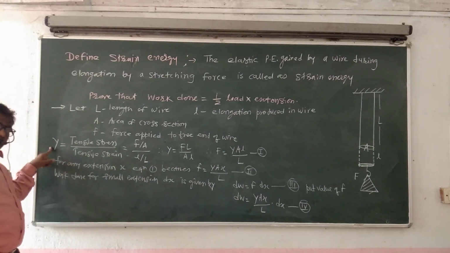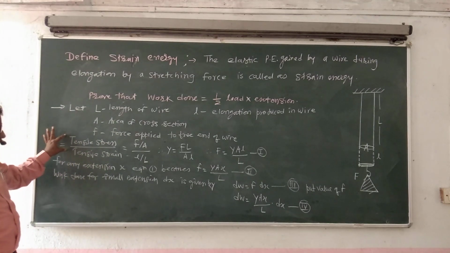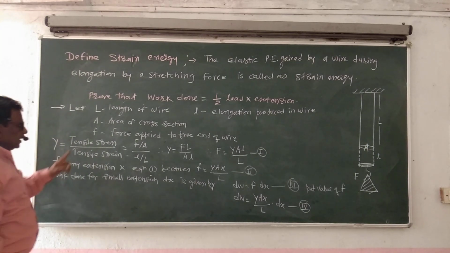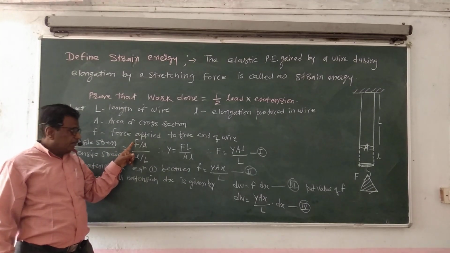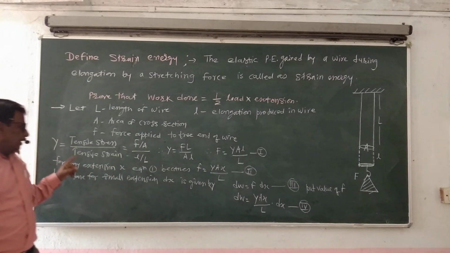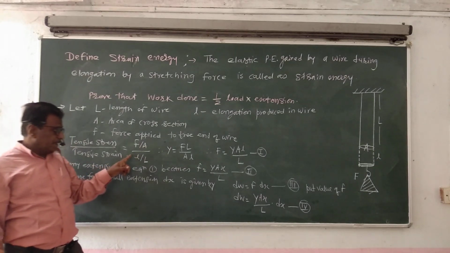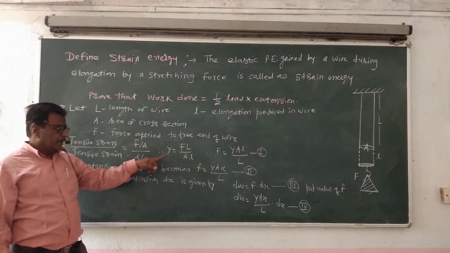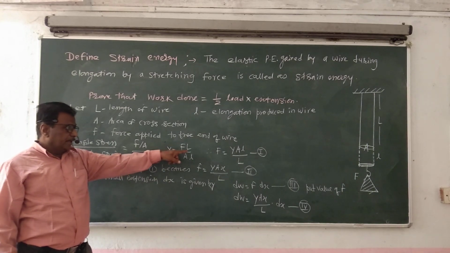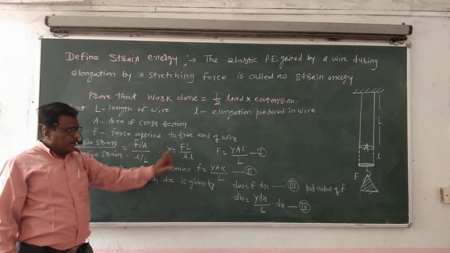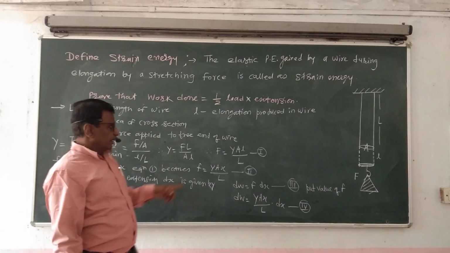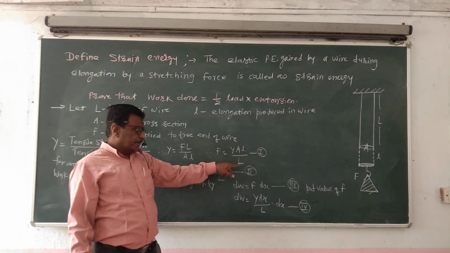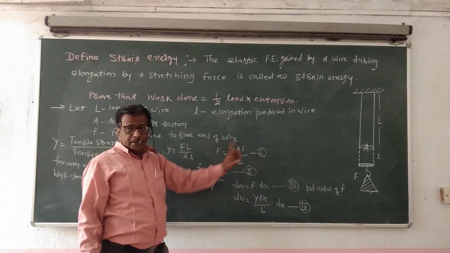We know that Young's modulus is defined as the ratio of tensile stress to tensile strain. Tensile stress is equal to applied force per unit area, and tensile strain is the ratio of the change in length to the original length. When we substitute these values, we get capital Y equal to FL divided by A into small l. Rearranging terms, we get force F equal to capital Y A l divided by capital L. Call this equation number 1.